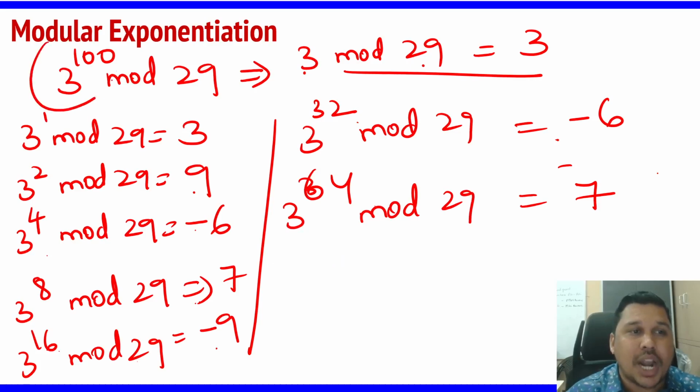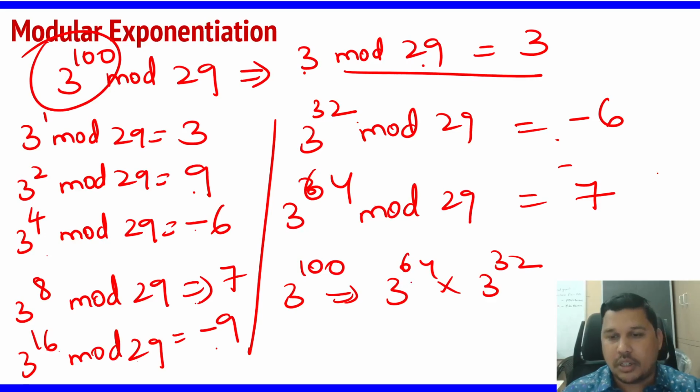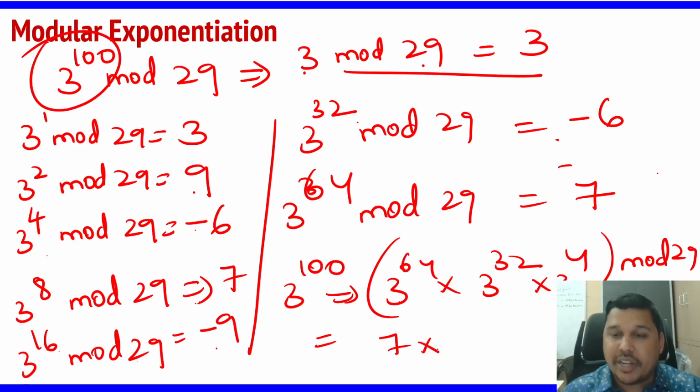Now find out 3 power 100. How can you write 3 power 100? You can write it as 3 power 64 into 3 power 32 into 3 power 4, whole mod 29. So 3 power 64 means 7, into 3 power 32 means minus 6, into 3 power 4, which is minus 6, whole mod 29.